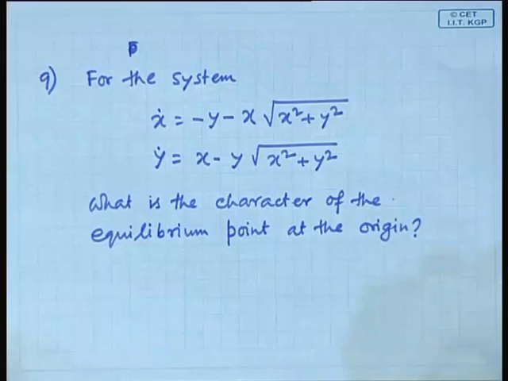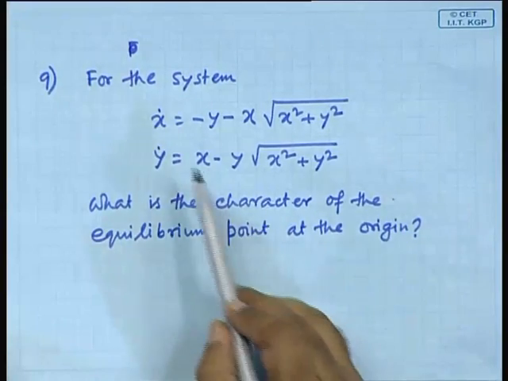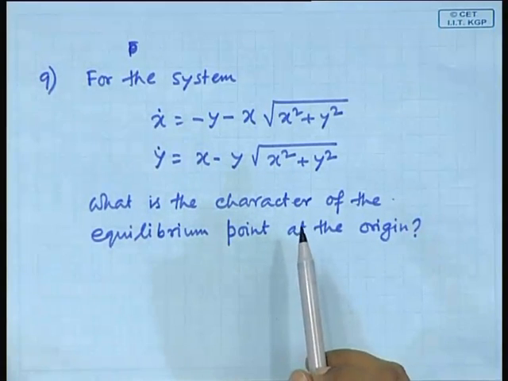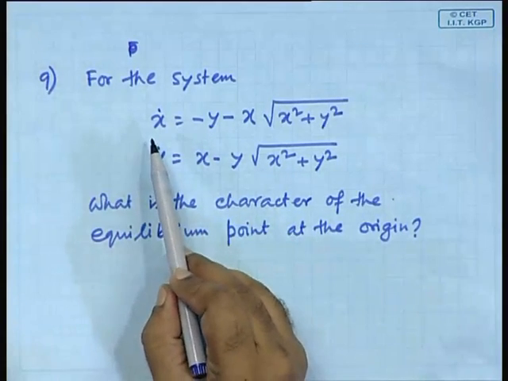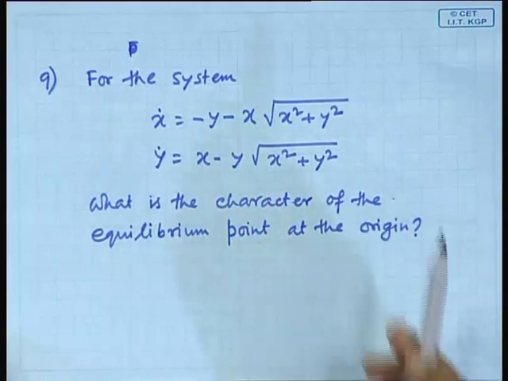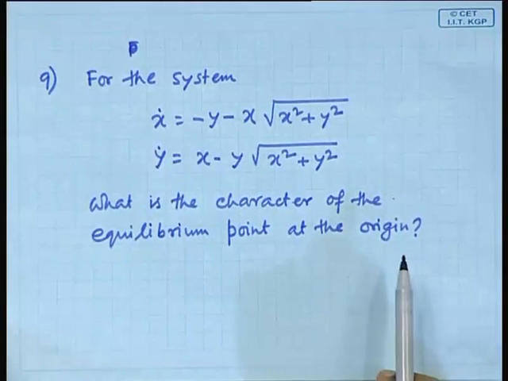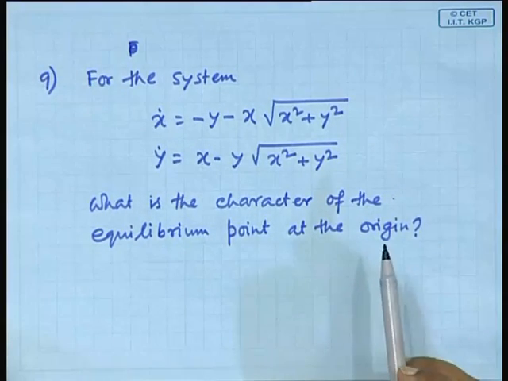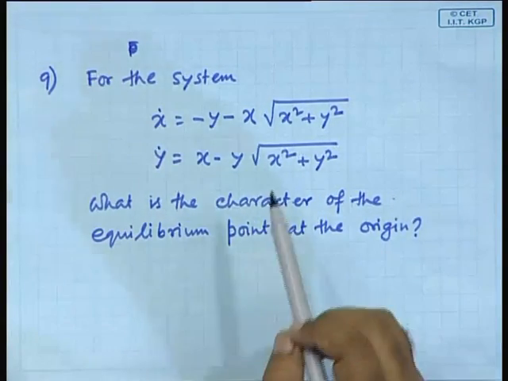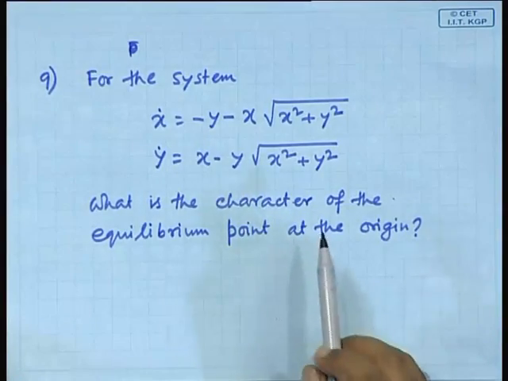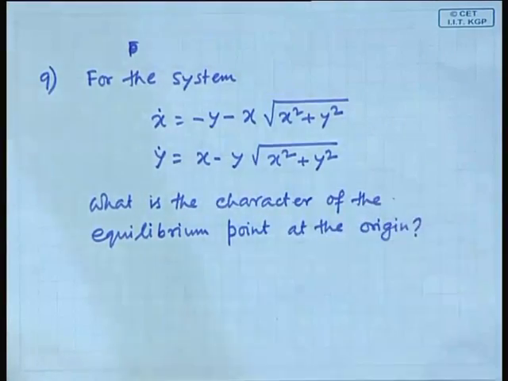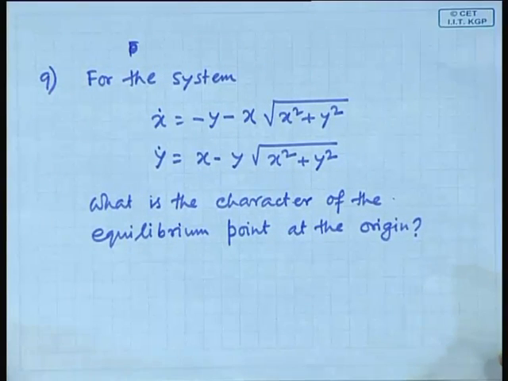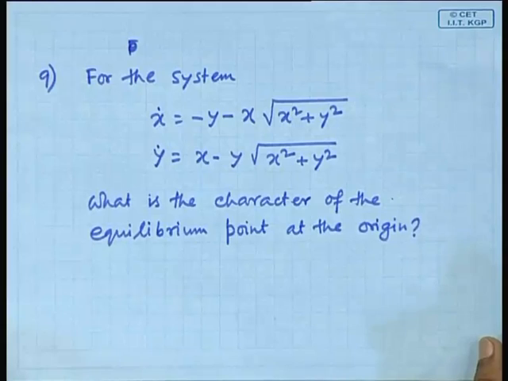Now, here in this problem, again it is a nonlinear set of differential equations, and you can see that x equal to 0, y equal to 0 is definitely an equilibrium point. So, there is definitely an equilibrium point at the origin. Now, the point is that you have to obtain the character of that equilibrium point, which means around that obtain the Jacobian matrix, obtain the eigenvalues, and from there infer the character. Fine.